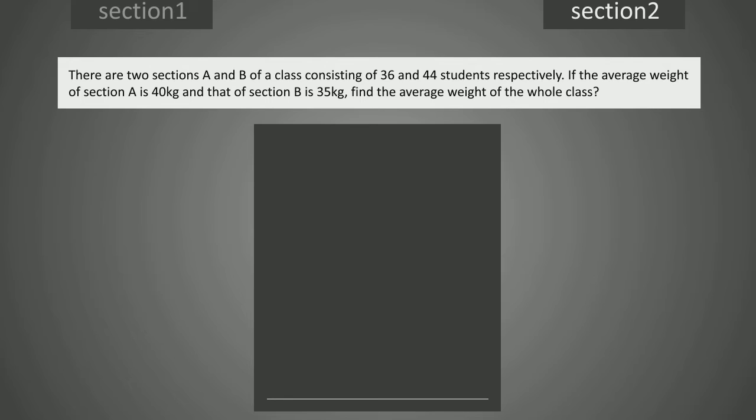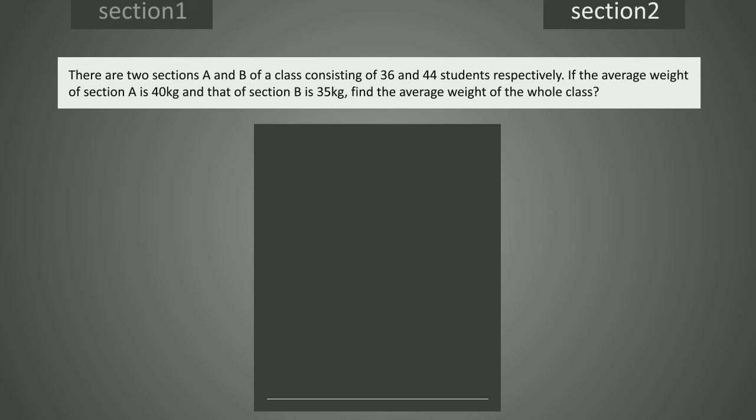We have to use weighted average here, as the number of students in each section are different. Now as we are finding average for 70 students, the share of influence towards average from section A will be 36 by 70, and from section B it's 34 by 70.